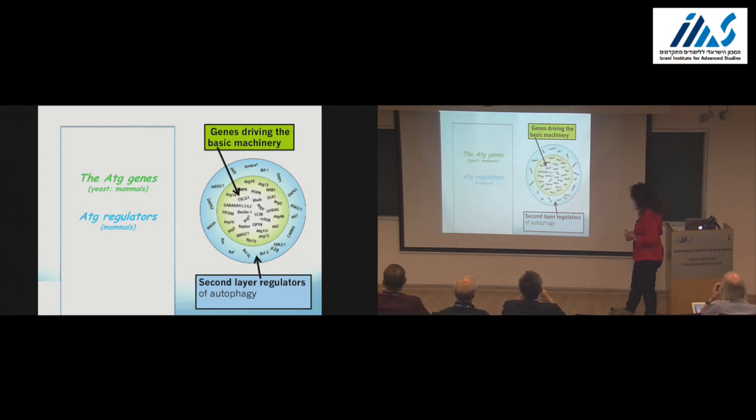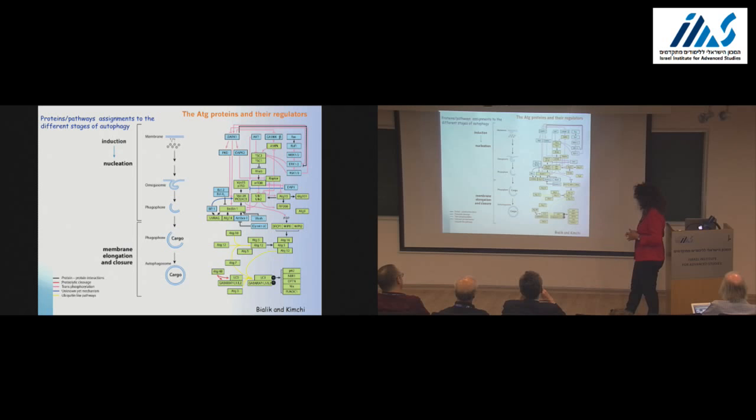And there is this second layer of regulators of autophagy that couple the extracellular signals to the basic machinery. And we, for example, have identified a few of those regulators, and I will tell you about one example, how we did it and how we got to understand what couples in the mammalian system the extracellular stress signal to the basic machinery of autophagy.